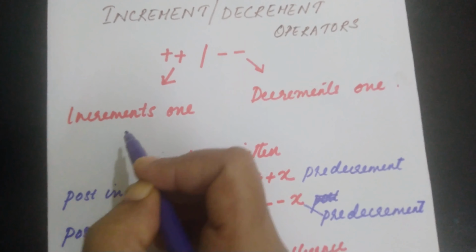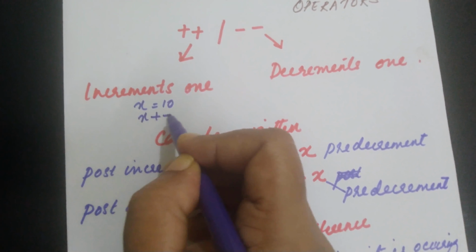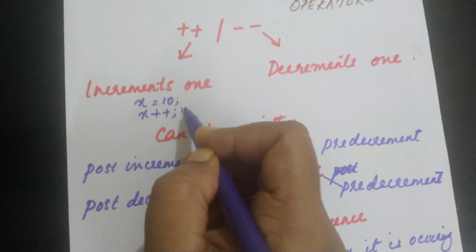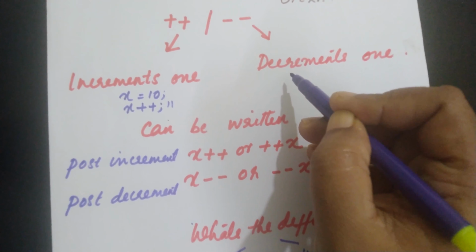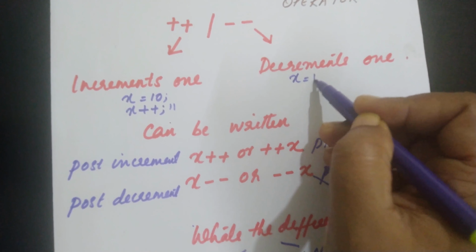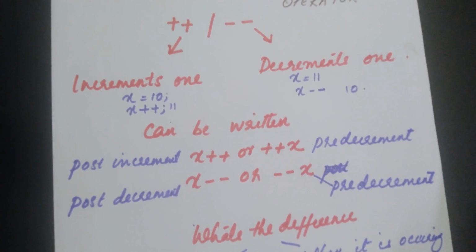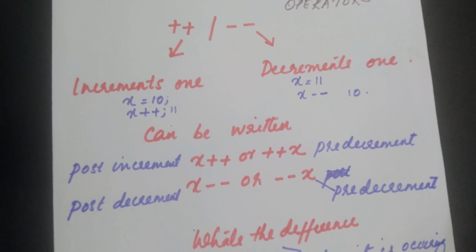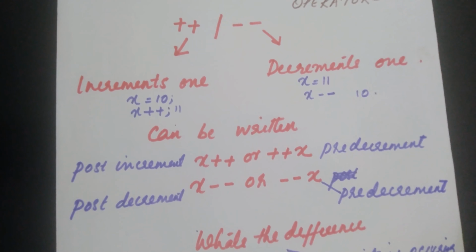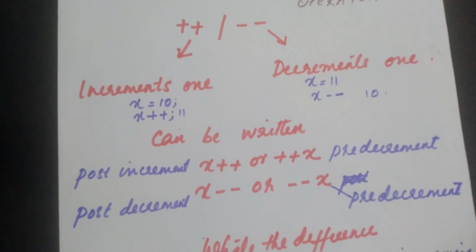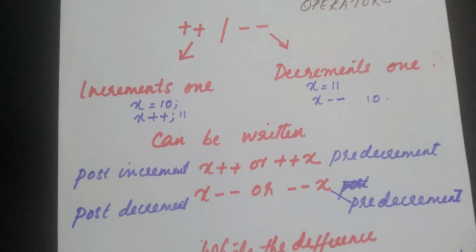For example, if I have a variable x and its value is 10, and if I write x++, the value of x will become 11. In the same way, the decrement operator is used to decrement the value by 1. That is, when x is equal to 11, and if I write x--, it becomes 10. So the ++ operator is used to increment the value by 1, and the -- operator, that is the decrement operator, is used to decrement the value by 1. Both these operators are unary operators because they require only one operand.